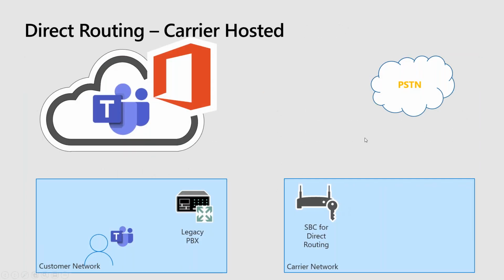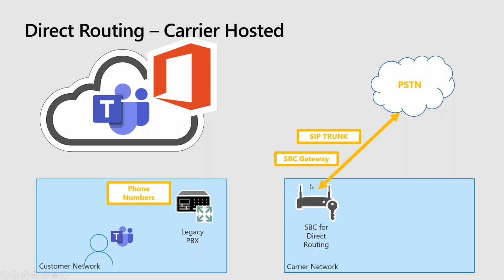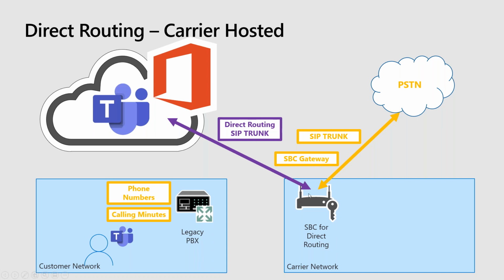And then we have a different model. It's also direct routing, so the principle is the same, but the model is different. It's called carrier hosted. In this case, the carrier, which is going to be a PSTN provider, is going to have a session border controller in its infrastructure. So this session border controller is hosted by the carrier, and of course, they own the SIP trunk to PSTN. You own the phone numbers and the calling minutes. And then the direct routing SIP trunk is between the SBC of the carrier and Microsoft Teams.